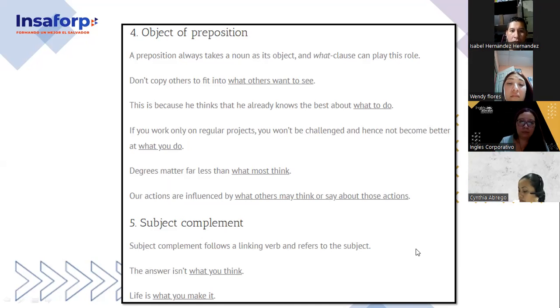Don't copy others to fit into what others want to see. Number two. This is because he thinks he already knows the best about what to do. If you work only on regular projects, you won't be challenged and hence not become better at what you do.